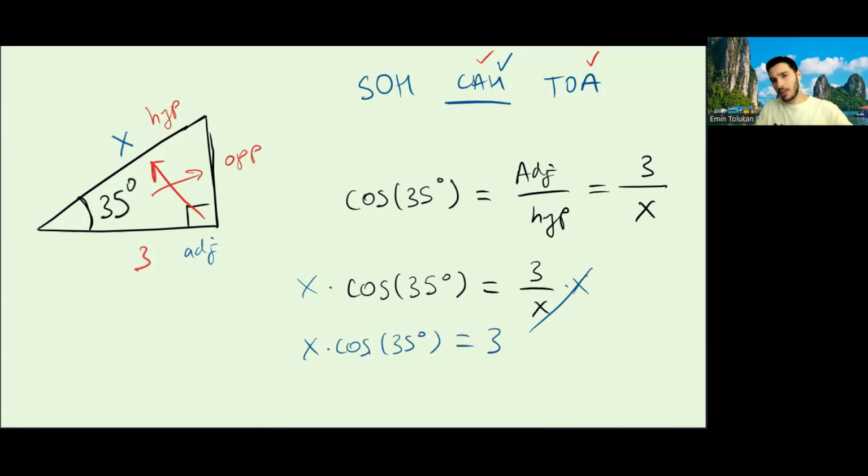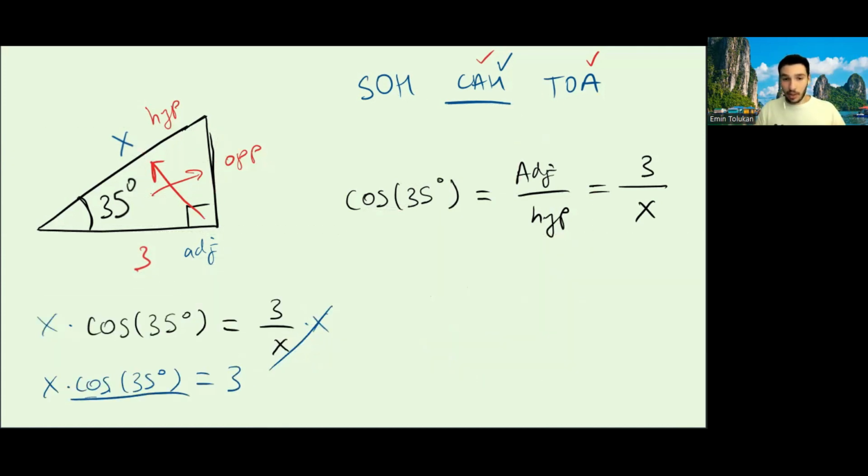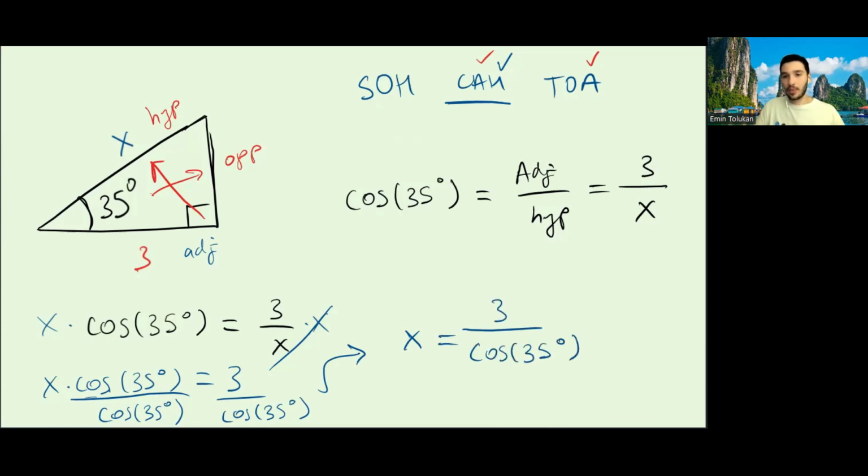I'm doing everything step by step so that even students that don't know algebra can follow this. But if you can do it faster, then it's even better. Now I have to divide both sides by cosine of 35 degrees because this is an algebraic equation. By doing that, what I'm going to get is x, because cosine of 35 divided by cosine of 35 is b divided by b, a divided by a. It's always 1. Same thing divided by the same thing is 1. So I get x times 1, which is just x, is equal to 3 over cosine of 35 degrees. Hey, we have found x.